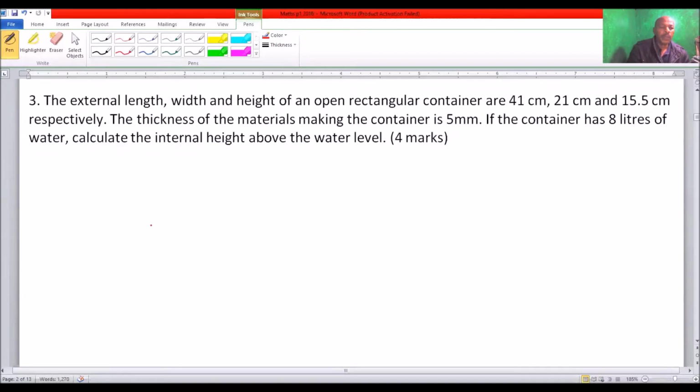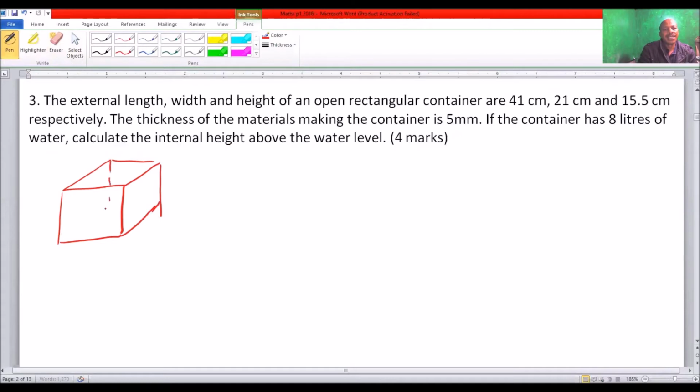So we can make a sketch here. So let's say this is our rectangular tank. So that is our rectangular tank. Sorry for that. Let's do that better. So this is our rectangular tank.